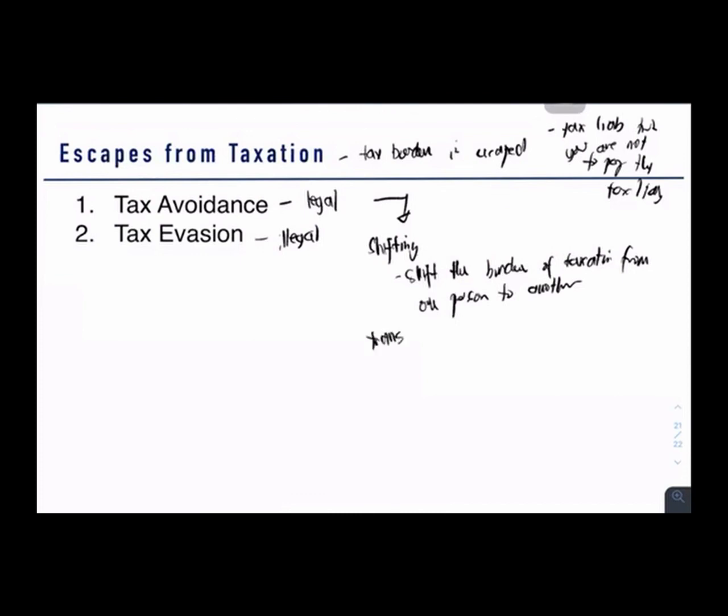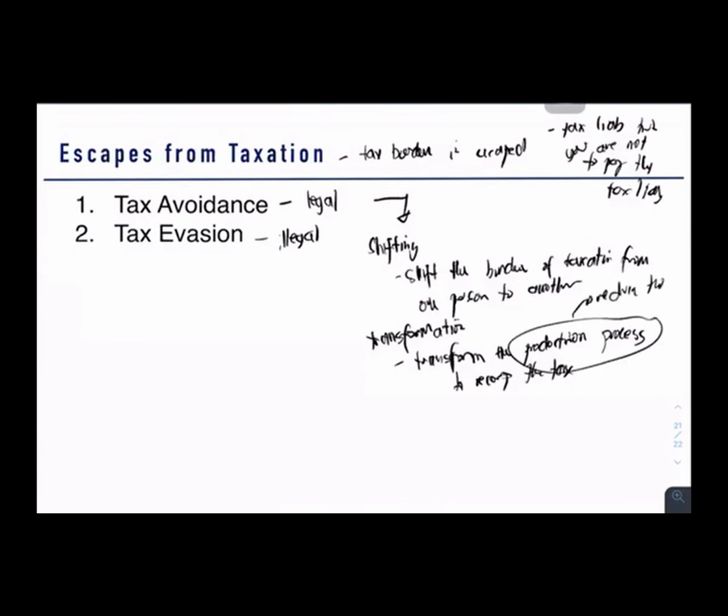Next, we also have your transformation. So under your transformation, we transform the production process to recoup the tax. So what happens here is instead of shifting the tax, to avoid the amount of tax, we try to reduce the cost of production. So for example, our normal case is, let's say we have your sales, we have your cost, and we have your tax. So our sales is 200, cost is 150, and tax is 30. Our net income is 20.